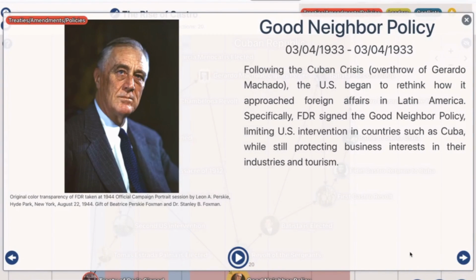Following the Cuban crisis, or the overthrow of Machado, the US began to rethink how it approached foreign affairs in Latin America. Specifically, FDR signed the Good Neighbor policy, limiting US intervention in countries such as Cuba, while still protecting business interests and their industries and tourism.